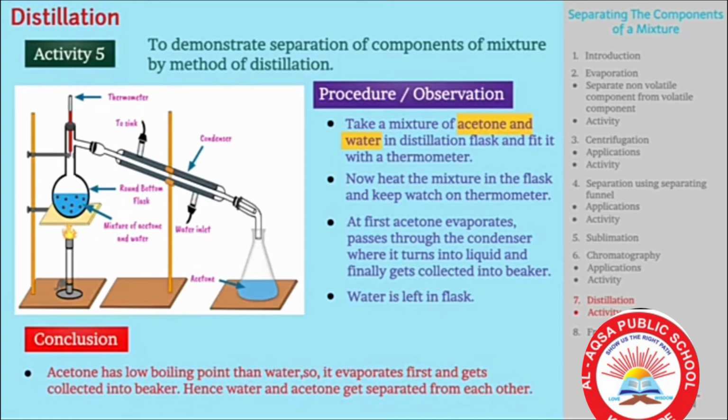Heat the mixture slowly. Here, acetone has low boiling point, so it will evaporate fast. Then it condenses in the condenser and can be collected from the condenser outlet. So we will get water in the distillation flask and acetone in the beaker. Again we can continue the heating and water will evaporate, and that water also we can collect in another beaker.